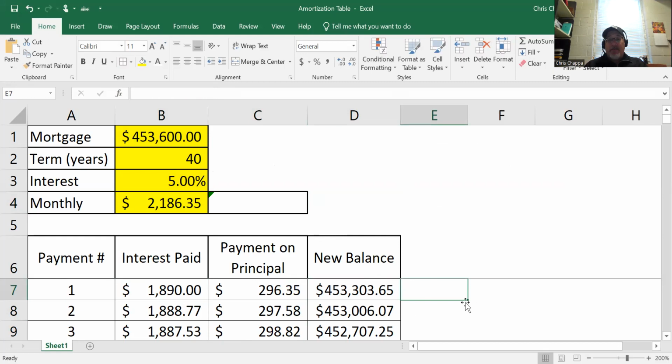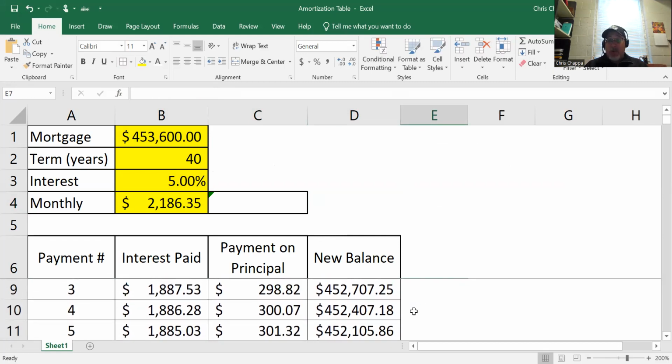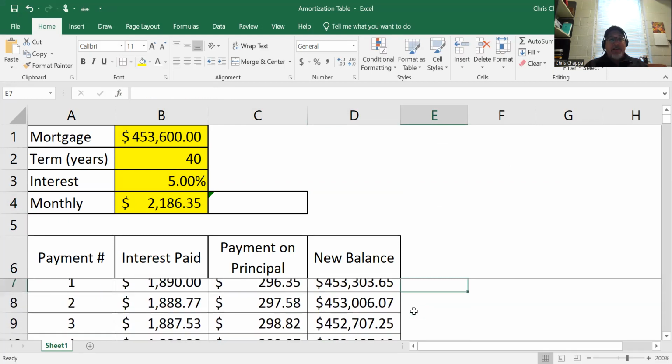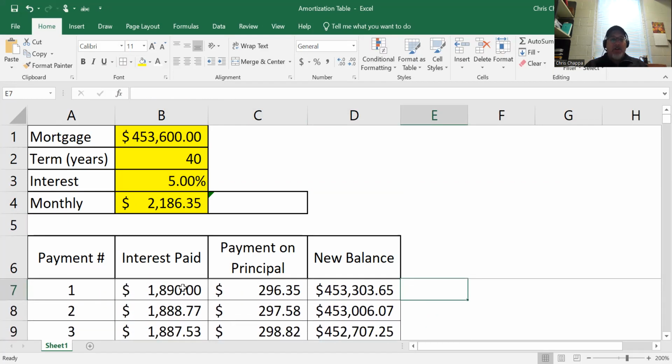Because when we do this, we round everything down. Now, what you don't see is that I can scroll down to as many months as I want. So this is at the beginning of the amortization schedule. Lots of interest, not much payment on principal, balance is dropping slowly.